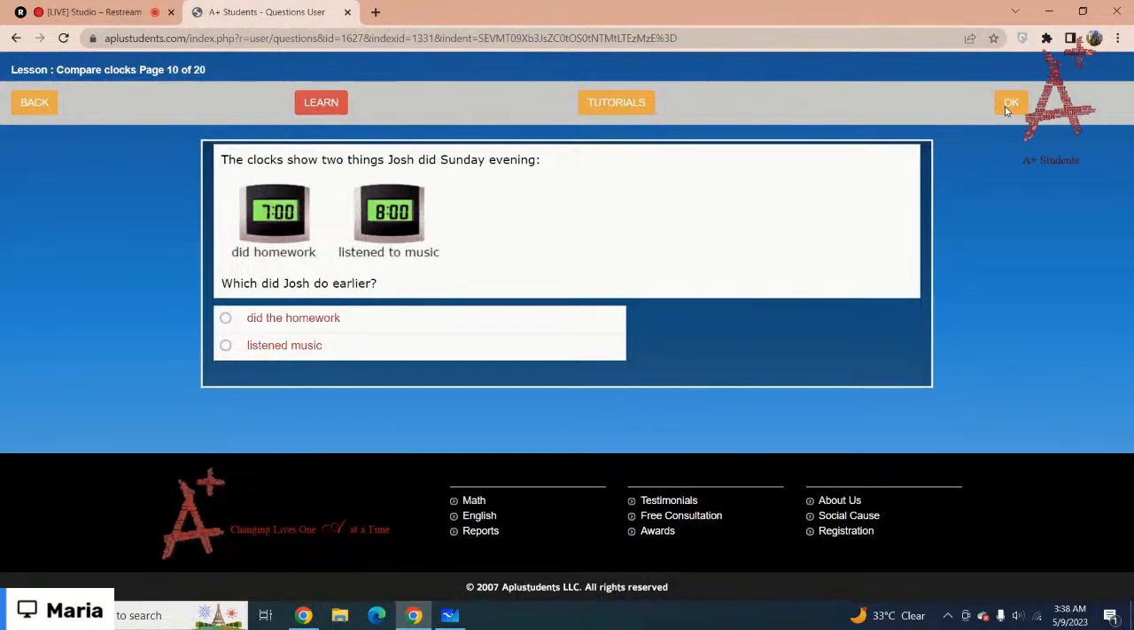The clock shows two things Josh did Sunday evening. Did homework at 7 and listened to the music at 8. So, which did Josh do earlier? So, 7 is earlier than 8. Got it? That means he did homework first and then listened to the music. It would be option number 1. He did homework first.